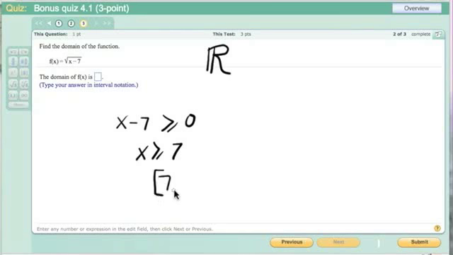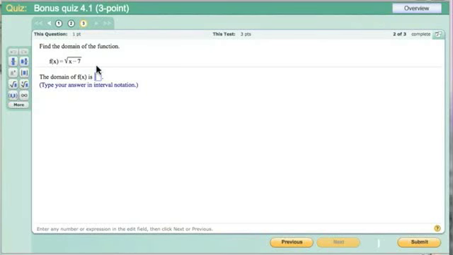In interval notation, that is going to look like this, stretching out forever to the right. Don't fence in infinity. We want to include 7, and that's the square brackets. And that's how they want our answer. It's going to be a square bracket, 7. We don't fence in infinity. Let's do a submit.